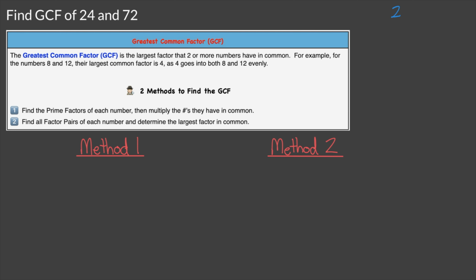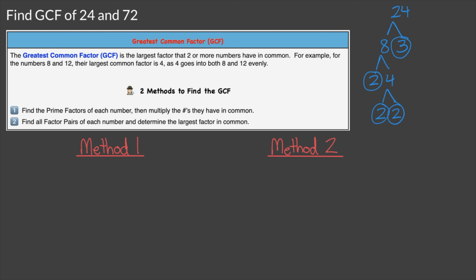So let's start with 24. 24 is 8 times 3. The 3 is a prime factor, so I'll go ahead and circle it. 8 is 2 times 4. We have a prime factor of 2. And the 4 continues to break down to 2 and 2.